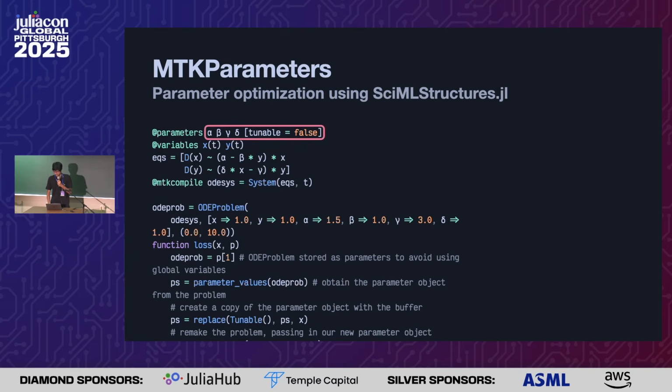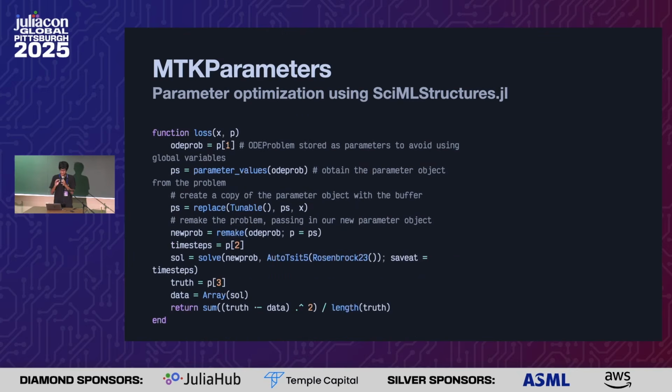I'm just going to show the loss function really quick. The loss function is pretty simple. All we're doing is we're taking the ODE problem. And this is the really critical line where, using the SciML structures API, I'm going to say that I want to replace the tunable part of my parameters with x, where x is the optimization state. So the values of alpha, beta, and gamma that the optimizer is currently working with. I just swap those in with my parameter object. I put that into my ODE problem, get a new ODE problem with the updated parameter object, and then I can just solve it and calculate the loss against my data and return that.